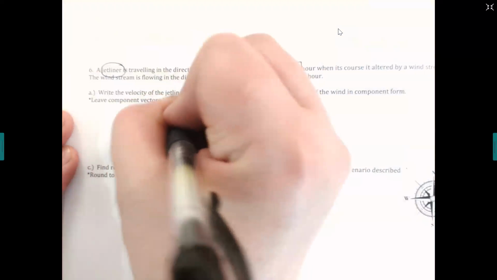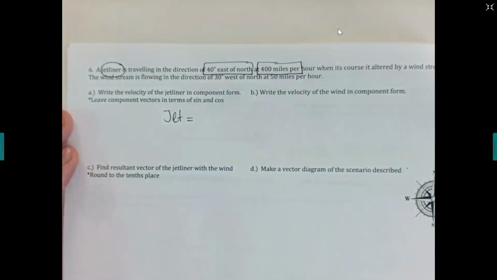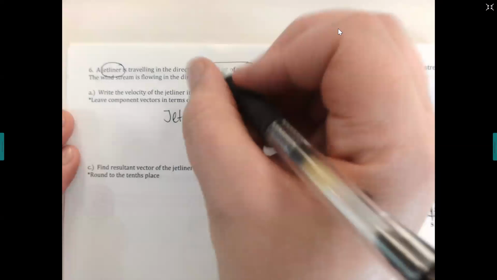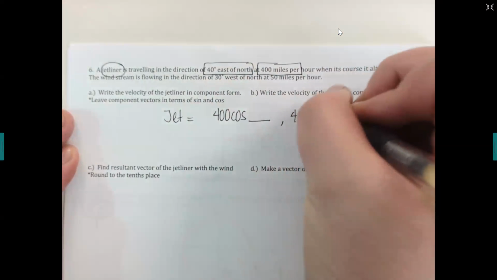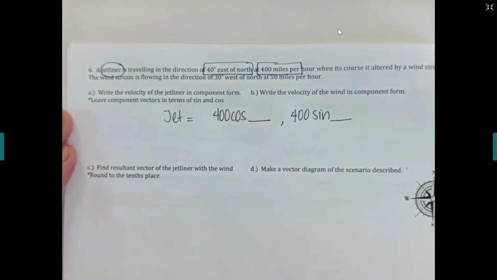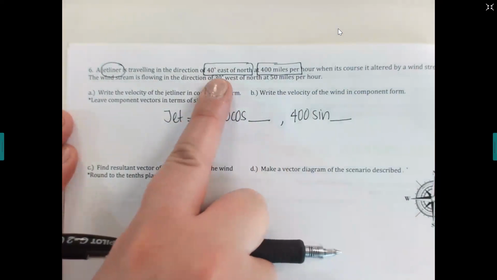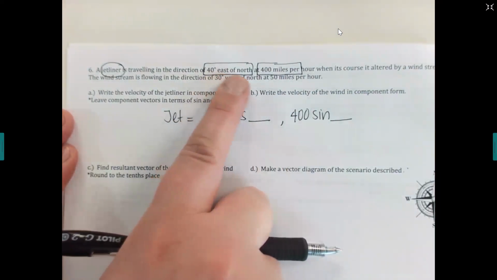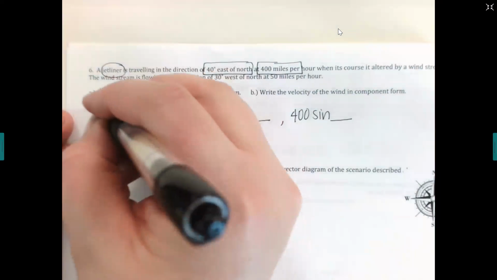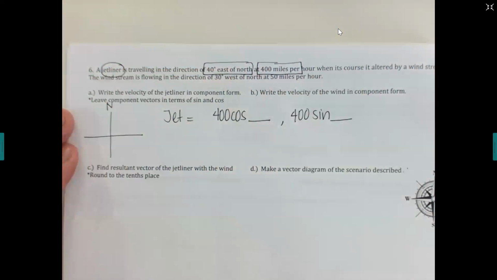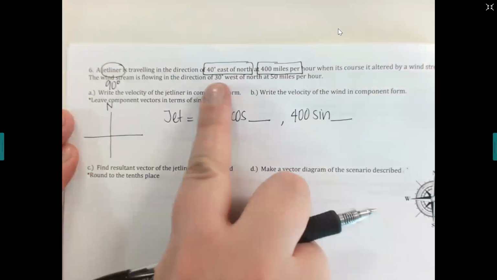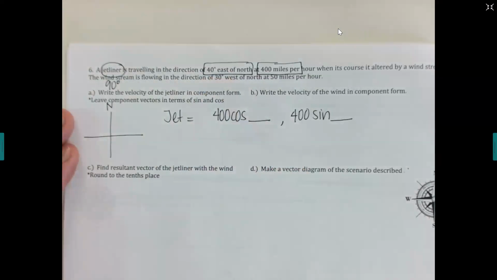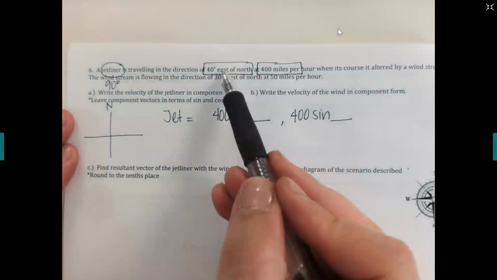So jet equals, how fast is the jet going? 400 miles per hour, so I'll do 400 cosine and then 400 sine. Then the other thing I need to know is what this angle is. That's where I'm going to analyze this thing right here. Look what it says, 40 degrees east of north. So let's draw our little compass here. How many degrees is perfectly north? 90. But then I want to go 40 degrees east of that. Which way is that? To the left or to the right if I want to go to the east?